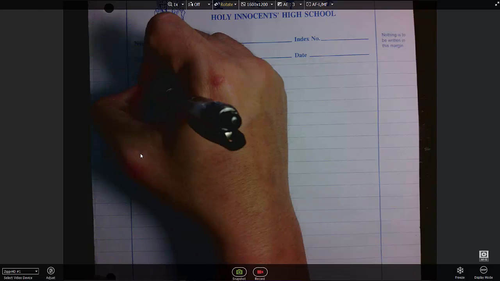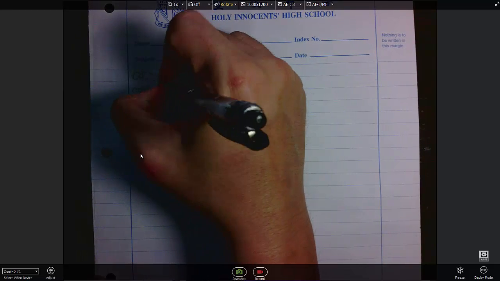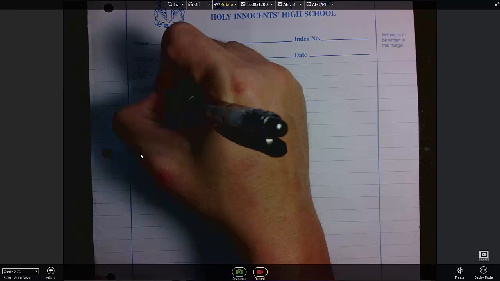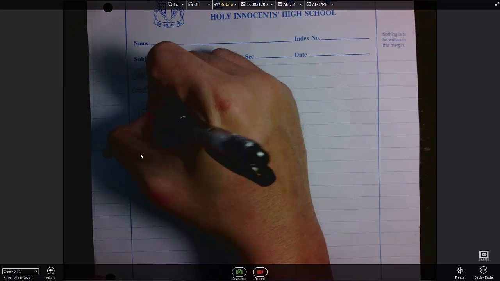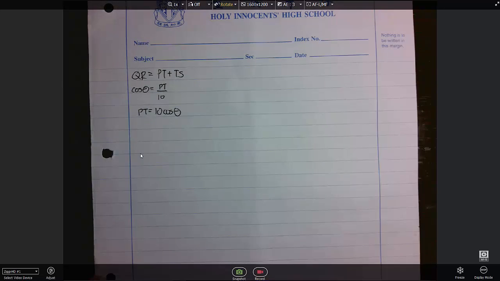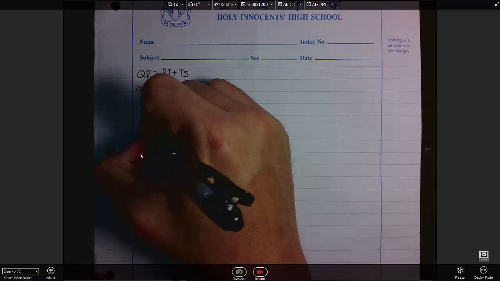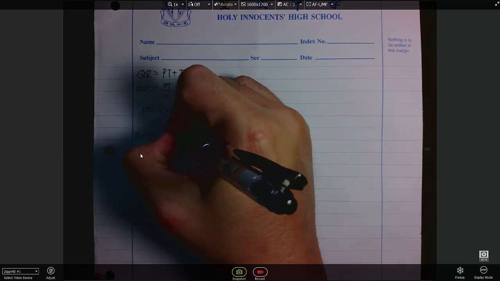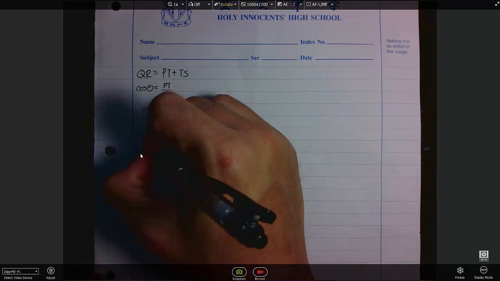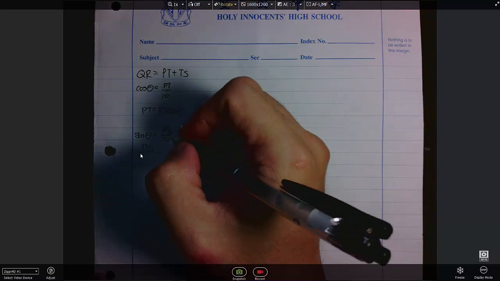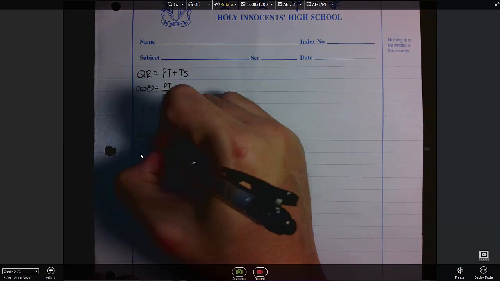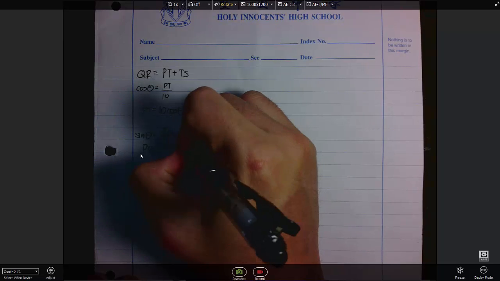To present the working, I say this: QR is equal to PT plus TS. Cosine theta is equal to PT over 10, so PT equals 10 cosine theta. Similarly, just now I also said that sine theta is equal to PQ over 10. PQ is equal to 10 sine theta.